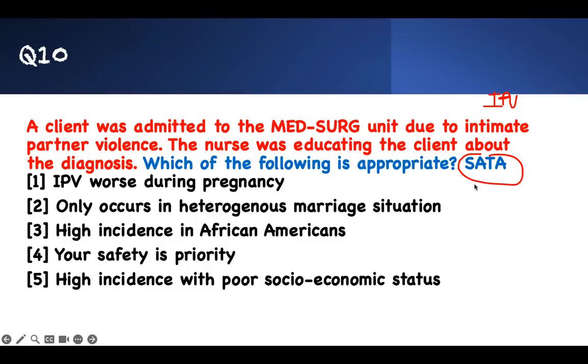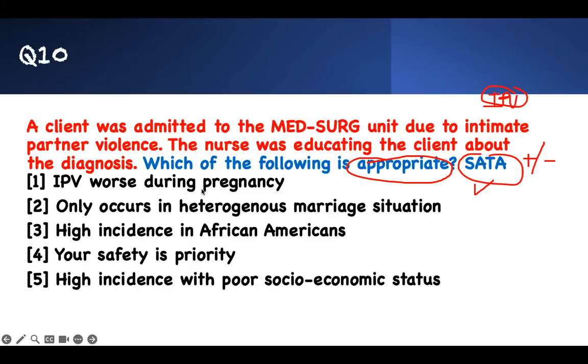Content, buzzwords, SATA, intimate partner violence, and what is appropriate. You see, I'm breaking it down. I'm looking for a select or apply, something about intimate partner violence, and it's appropriate. I know select or apply these days is plus manual. So if I'm not sure, I'm not picking it. If there's only one choice that I'm 100% sure of, yeah, I'm picking it.